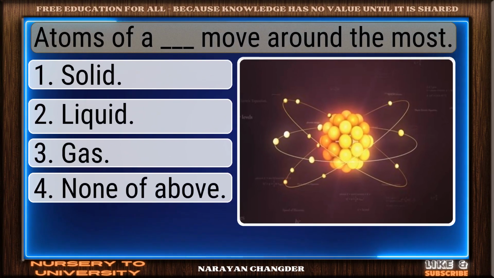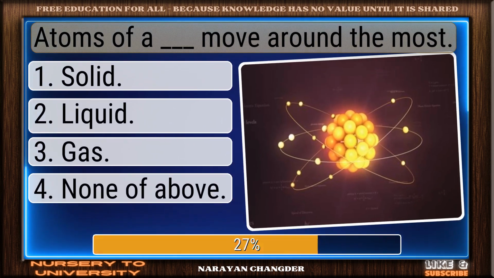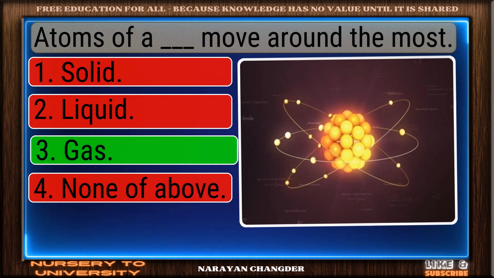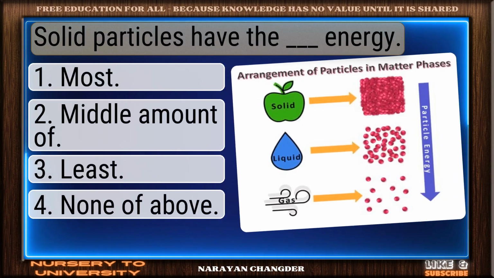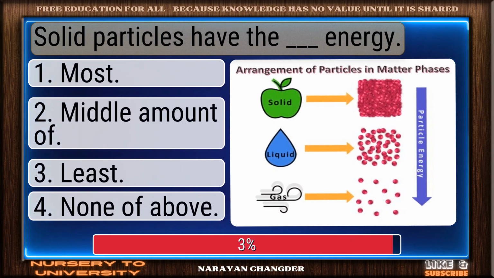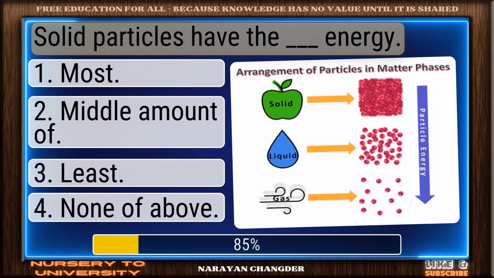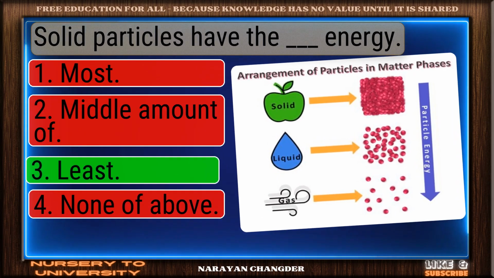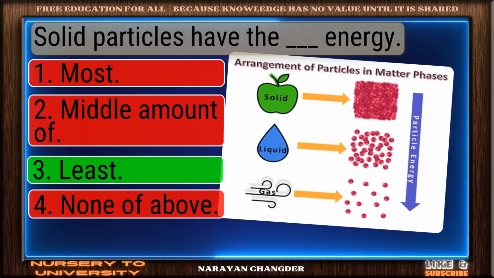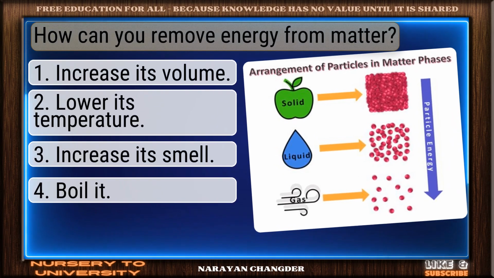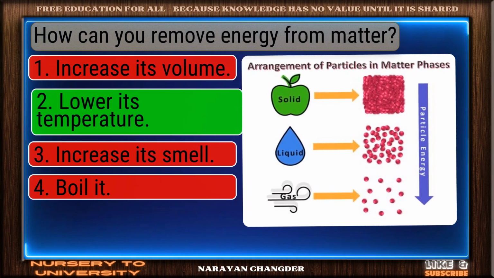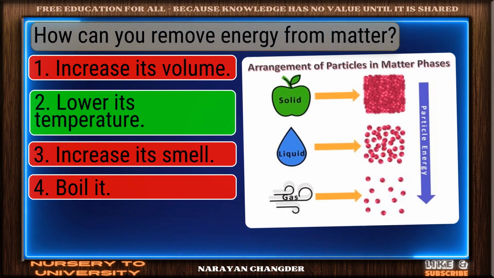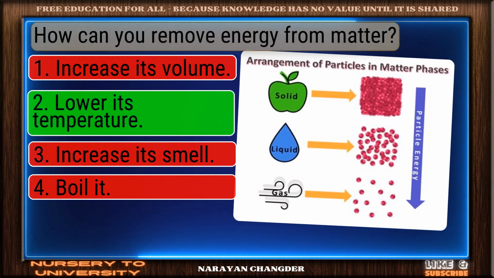Atoms of a dash move around the most. Nicely done. Gas is a solid answer. Solid particles have the dash energy. Right choice. Least is the best answer. How can you remove energy from matter? Strong choice. Lower its temperature is the right answer.